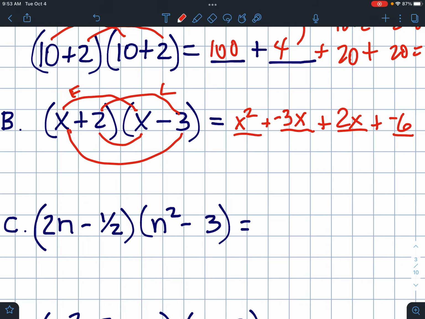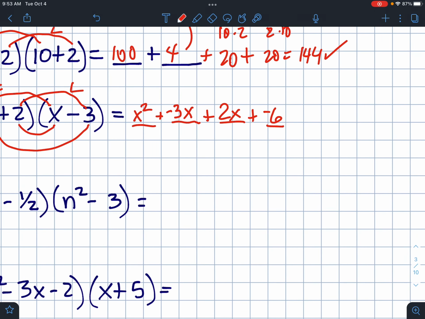Now we add up any pieces that are alike, apples and oranges, right? So the x squared stands alone, but the negative 3x and the positive 2x give me negative 1x plus negative 6. This trinomial is now stuck. It's of degree 2, so it's quadratic. We can't add any of those pieces together.